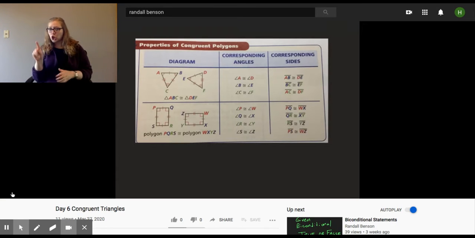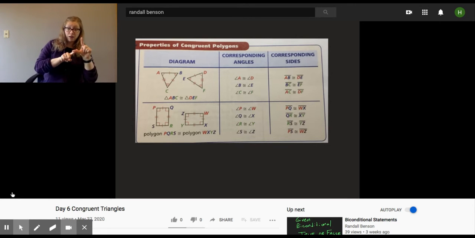Okay, so here we have a chart with two pairs of congruent figures, and we're going to focus on the triangles. Everything we're talking about is also true for polygons, in this case a pair of rectangles, but triangles are our focus. Notice that there are 6 pieces to a triangle: 3 angles and 3 sides. To show by the definition that we have congruent figures, we have to show that all 6 parts match up and are congruent.